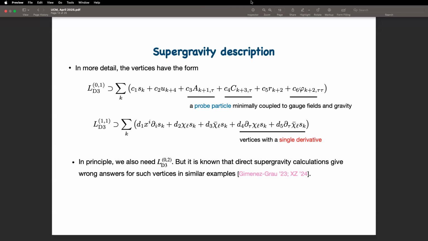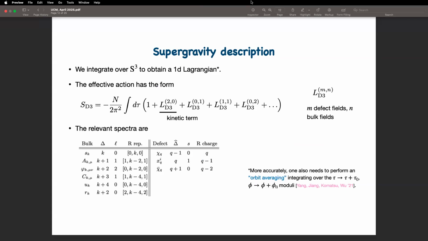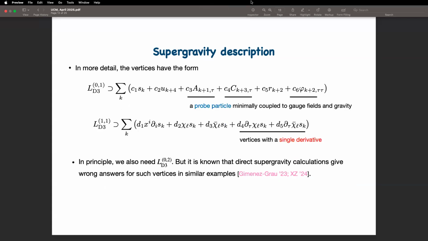Now, in principle, we also need to include this term with 2 bulk fields in order to compute these defect correlators at tree level. But it's actually known in similar setups that the direct supergravity calculation does not give you the right answer. So we are not going to look into that here. And also, it will be unnecessary because from the bootstrap calculation, we do not need this term as the input. In fact, we will not even use all these coefficients, like the C's and D's, as the input of the calculation.